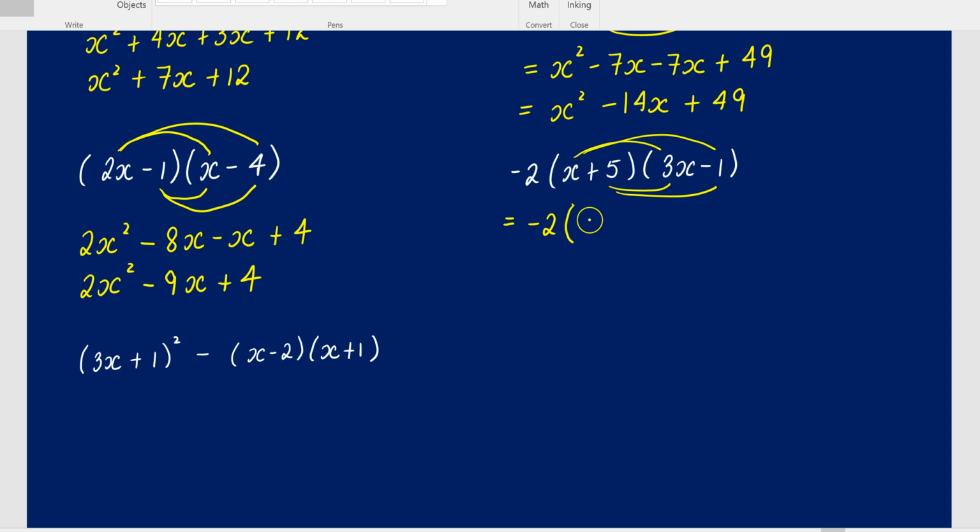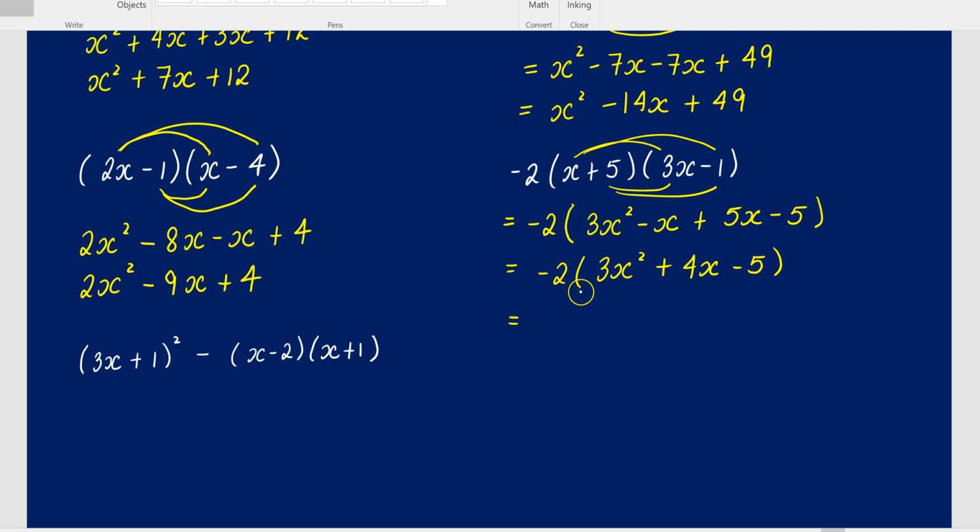So x times 3x, we get 3x squared. X times minus 1 is minus x. Underneath now, 5 times x. So 5 lots of 3x is 15x, positive there. Now a positive times a negative gives me the minus, and 5 ones are just 5. I'm going to tidy up what's inside the bracket first. So minus 1x plus 15x, so minus 1 plus 15 becomes plus 14x. Take 5, and you're nearly done.